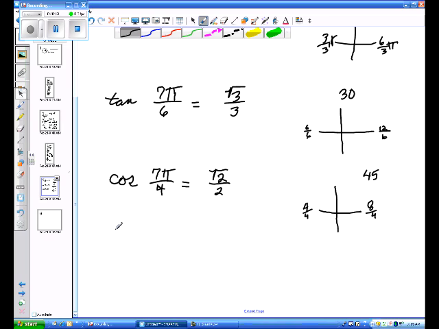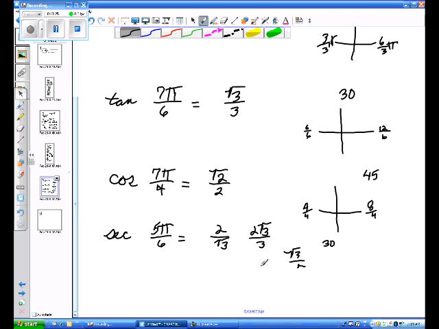Okay, let's do the secant of 5 pi over 6. We'll do a reciprocal function. Okay, our reference angle is pi over 6, or 30. Now the secant is the reciprocal of cosine. The cosine of 30 is the square root of 3 over 2. So the secant would be 2 over the square root of 3. And let's go ahead and rationalize that. So that would be 2 square roots of 3 over 3.